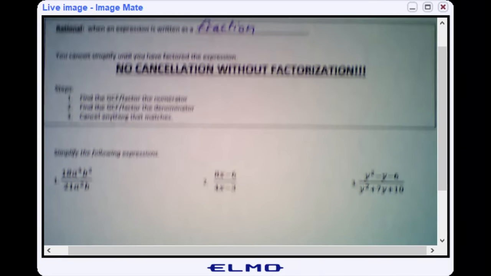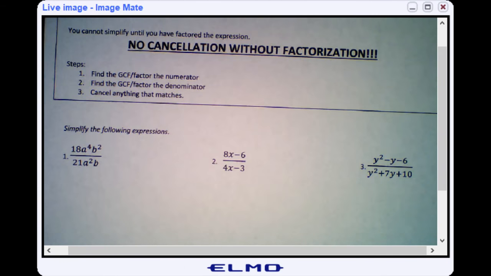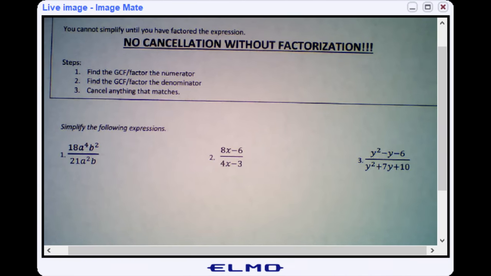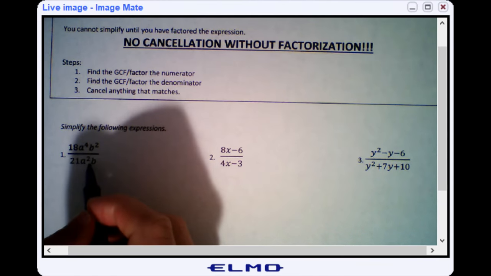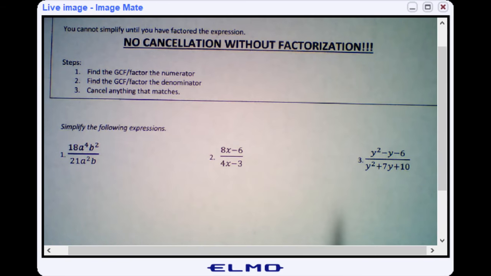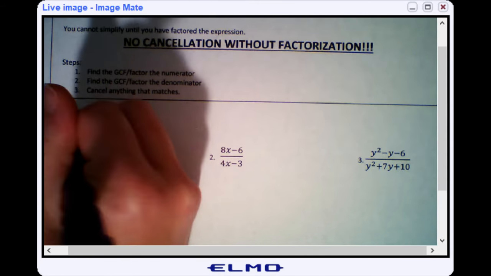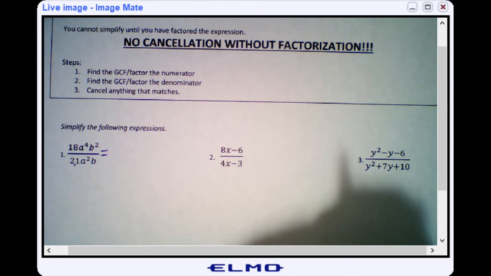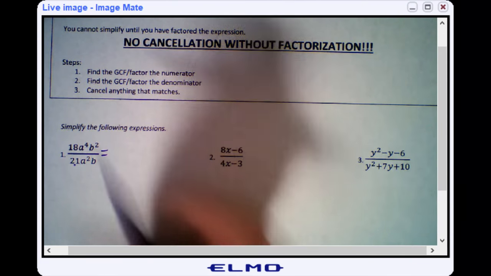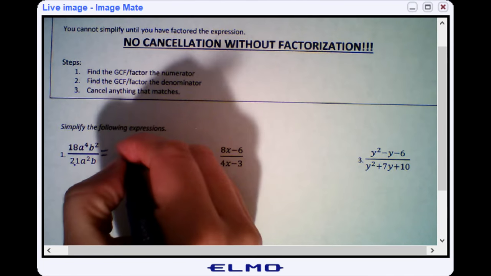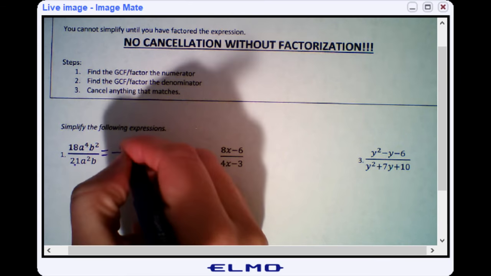For number 1, we have 18a to the 4th b squared divided by 21a squared b. This is a monomial divided by a monomial. In this case, we can cancel without factorization because there's nothing to factor. We can only factor if we have 2 or more terms. So we look at 18 divided by 21. They have 3 in common, so we're going to get 6 over 7. That's what that fraction simplifies to.